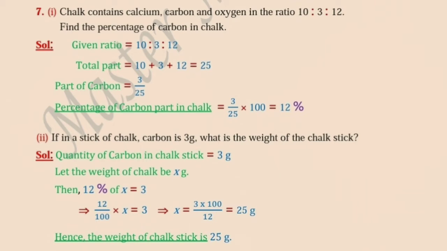It's clear? Now see the second. If in a stick of chalk, carbon is 3 gram, what is the weight of the chalk stick? Quantity of carbon in chalk stick is equal to 3 gram. Let the weight of chalk be x gram. Then 12% of x is equal to 3. Therefore, 12 upon 100 into x is equal to 3. Therefore, x is equal to 3 into 100 upon 12, which is equal to 25 gram. Hence, the weight of chalk stick is 25 gram. It's clear, everyone? Very good.